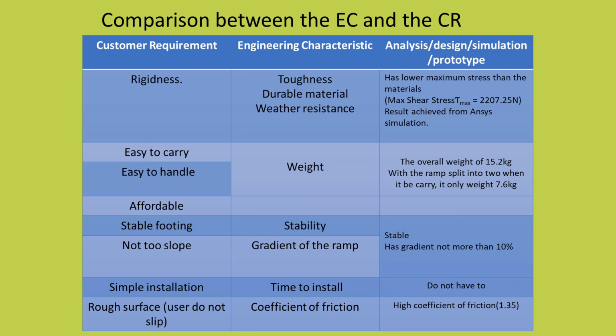Discussion. This is the comparison between the customer requirement and the engineering characteristics. The customer requirements are rigidness, easy to carry, easy to handle, affordable, stable footing, not too slow, simple installation, and rough surface. And the engineering characteristics are toughness, durable material, weather resistance, weight, stability, gradient of the ramp, time to install, and coefficient of friction.